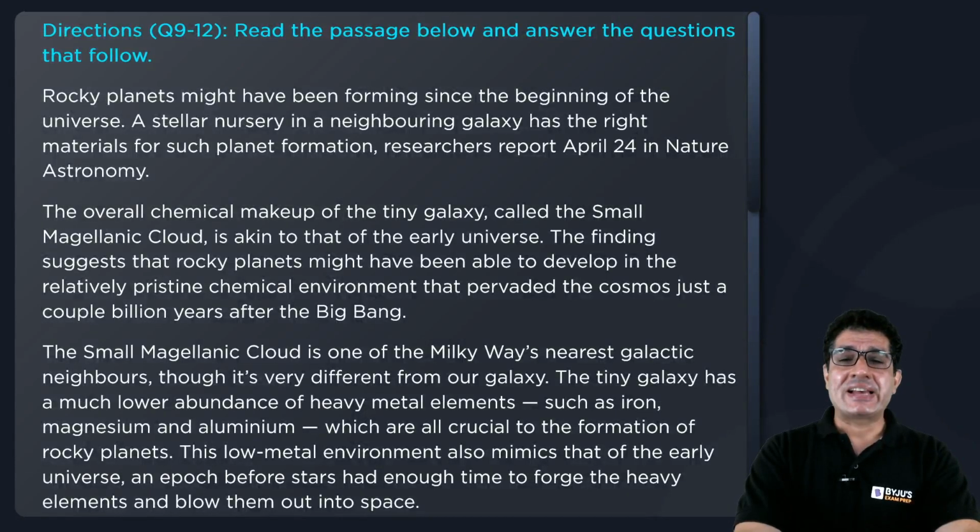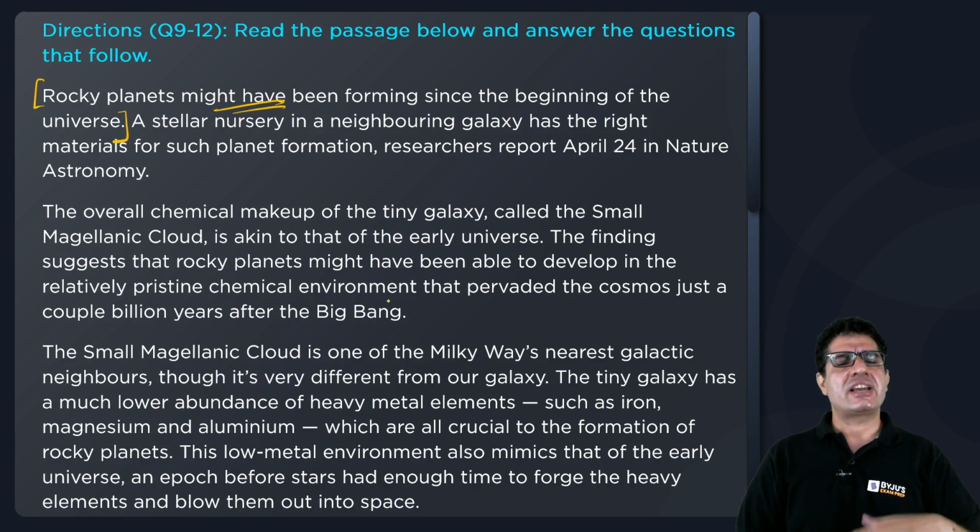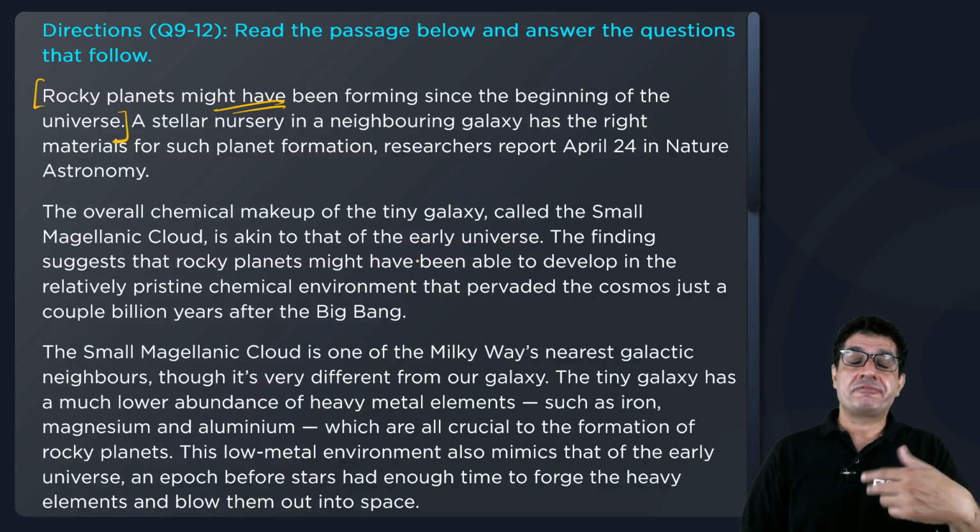So here is passage 3 from mock 5, which actually talks about astronomy. Now, not exactly how planets are formed, but at least it touches upon a similar theme. So look at the first paragraph. Rocky planets might have been forming since the beginning of the universe. Now this is the hypothesis, and the passage goes on to see if we can verify this. Okay, so they do that.